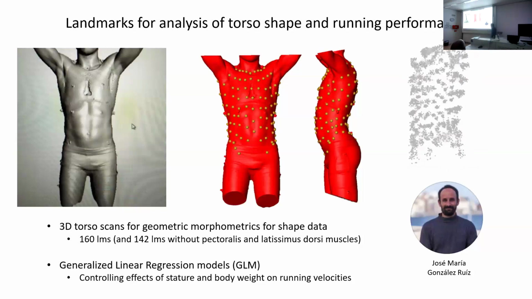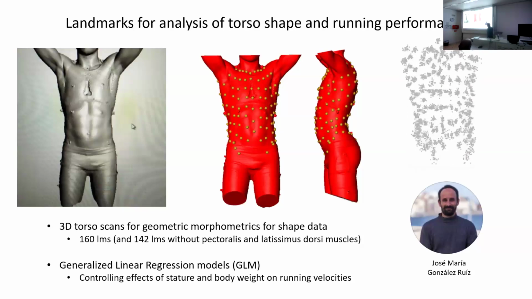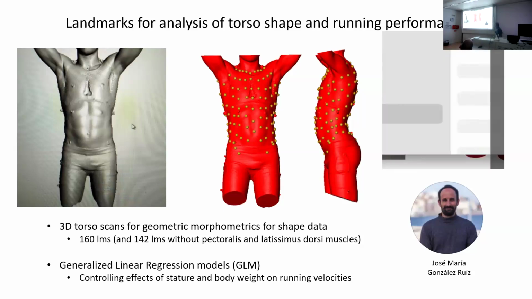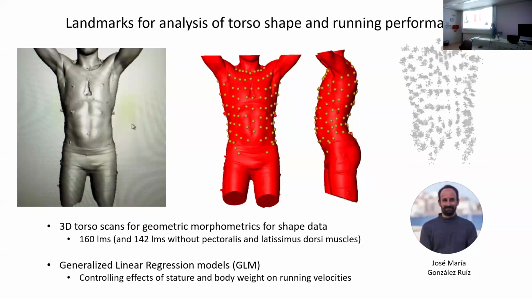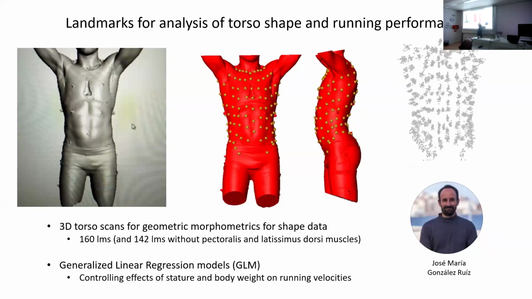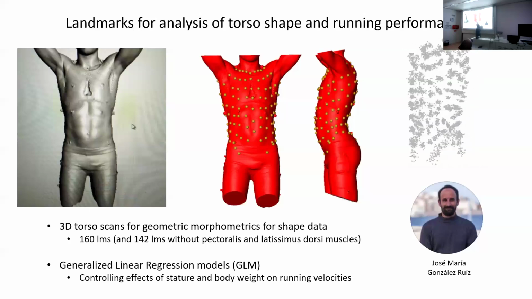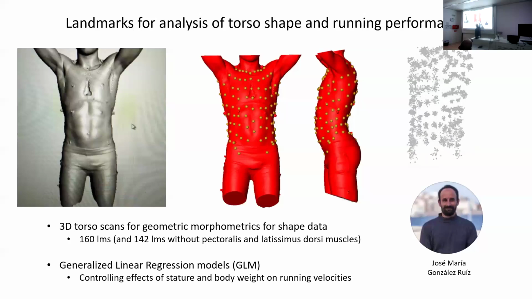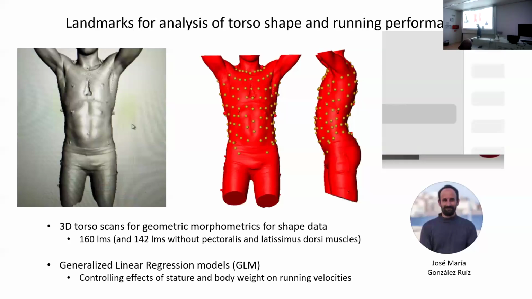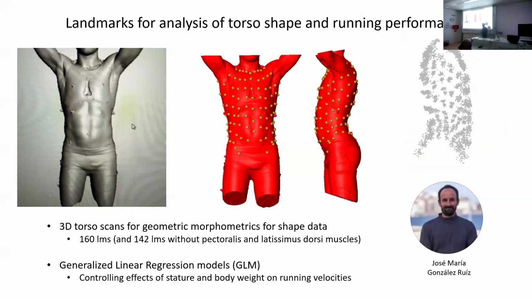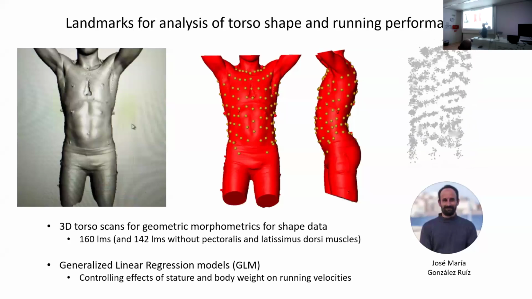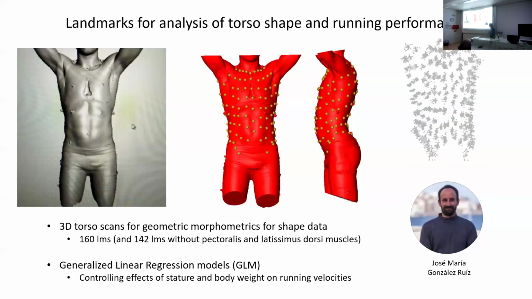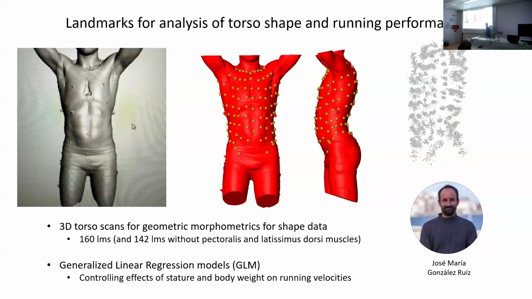And Jose Maria carried out his PhD thesis to develop the template for torso shape quantification. And here we used two different landmark sets. We used one set that just quantified the entire shape of the torso, and another more reduced one, which focused more on those parts of the torso that were not covered by the muscles, to have some clearer relationship to what could be the skeletal structure of the thorax.